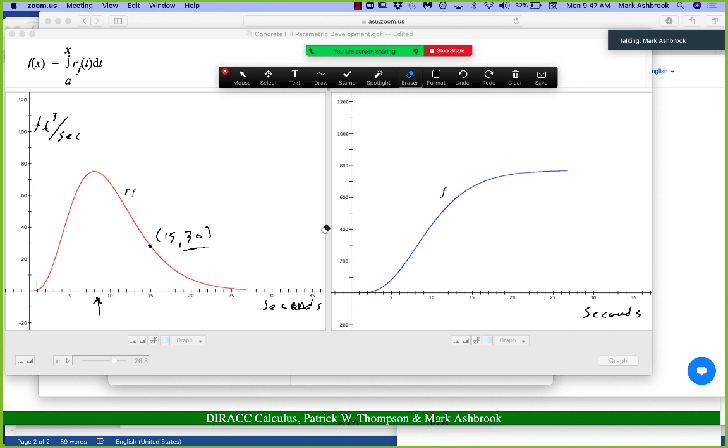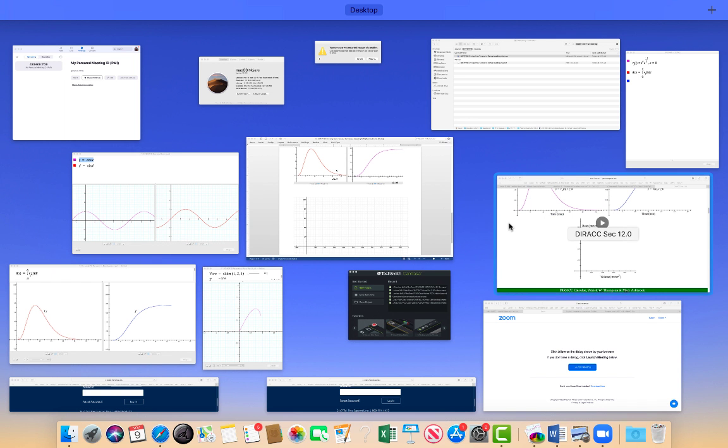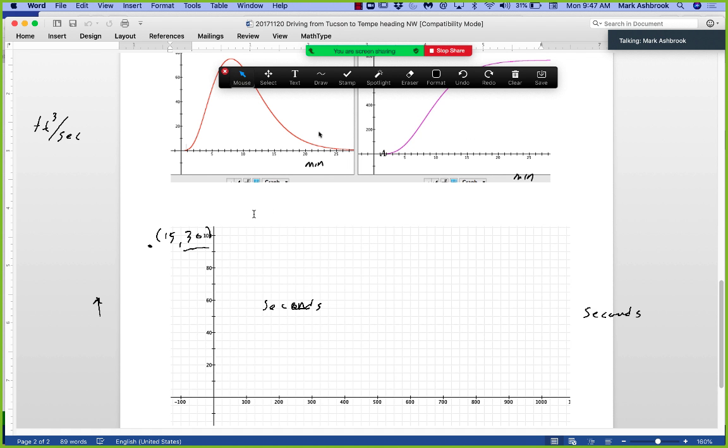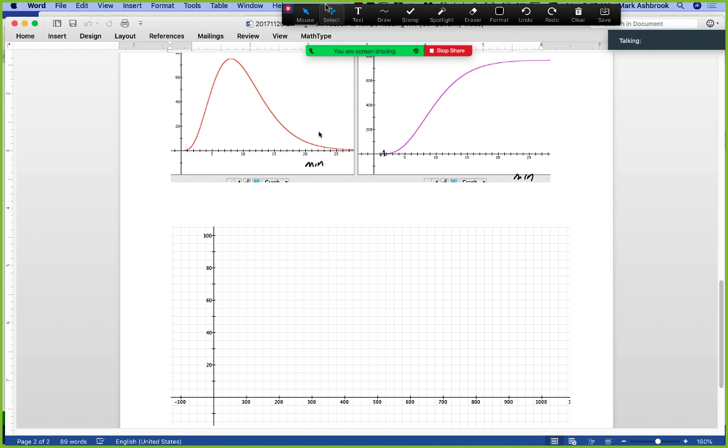Okay, so now I want to do something new. So we predicted what that accumulation function would look like. We sketched it, and then we know that integral gives us accumulation, knowing what the rate is. So I put that in and I graphed it. So now I want to try something new here. So here are those two graphs.